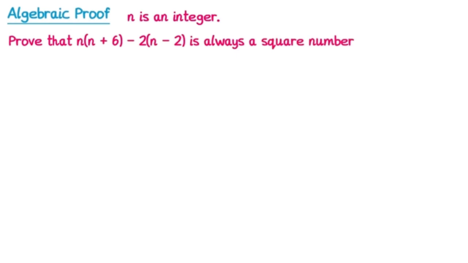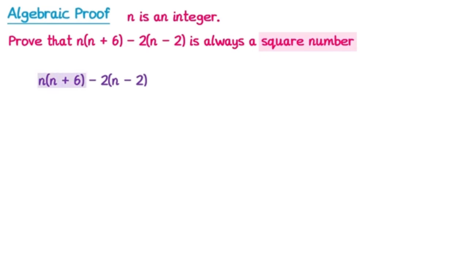For this next proof, we're going to have n as an integer, and we're going to prove that this is always a square number. A square number is the result of multiplying an integer by itself. So we need to end up with something that's an integer times by itself. So let's take this expression and see what happens.